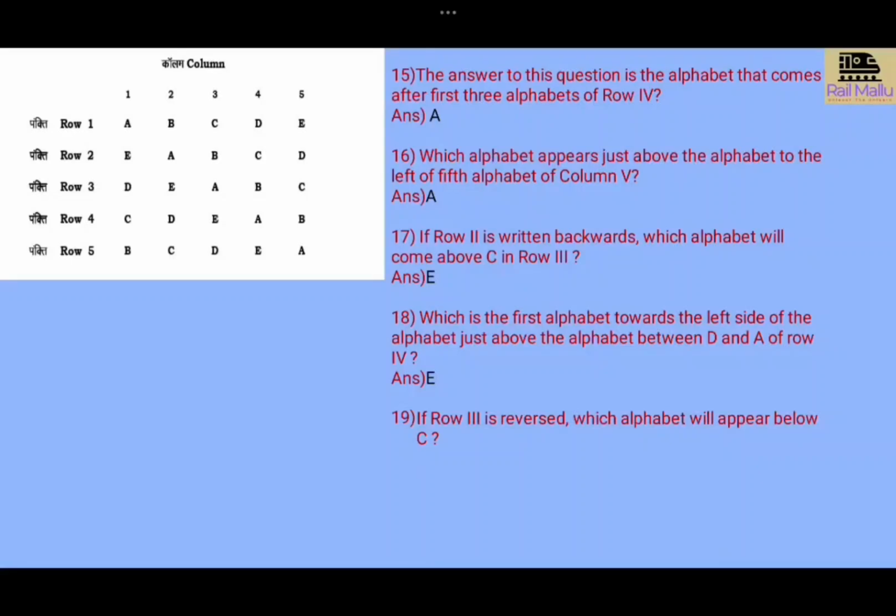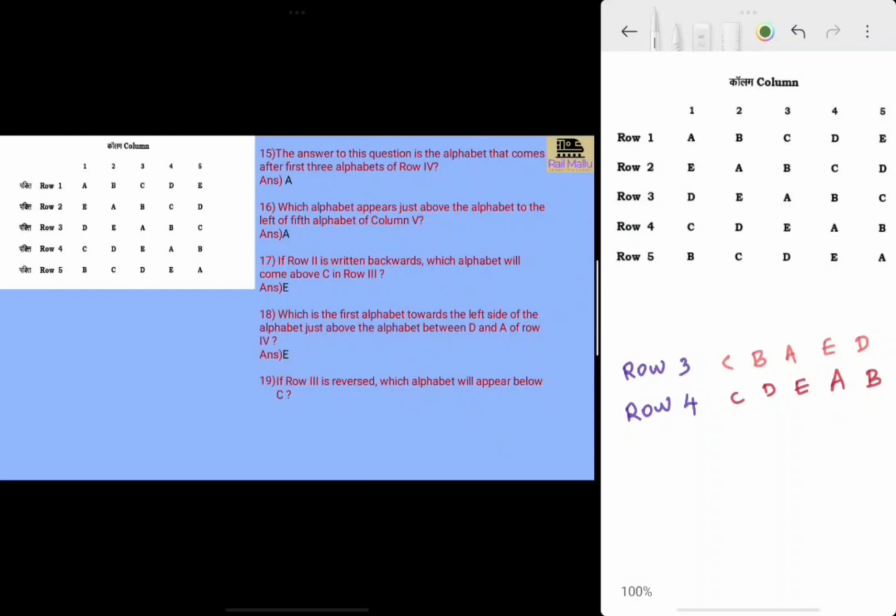Next question is, if row 3 is reversed, which alphabet will appear below C? Here I have reversed the elements available in row 3, and I have written the elements available in row 4 as such. So the question will be, in this condition, which alphabet will appear below C? Which means the answer will be C, right?